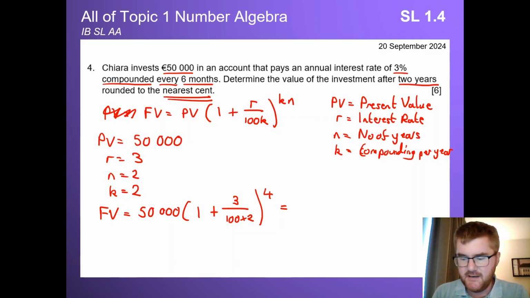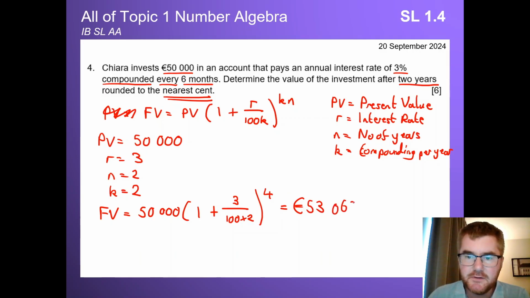Generally, it's going to be very hard to make this non-calculator. I'm sure there's a way. Make the numbers really, really nice or something like that. So I put all this in. I get 53,000. Again, they want this to the nearest cent.